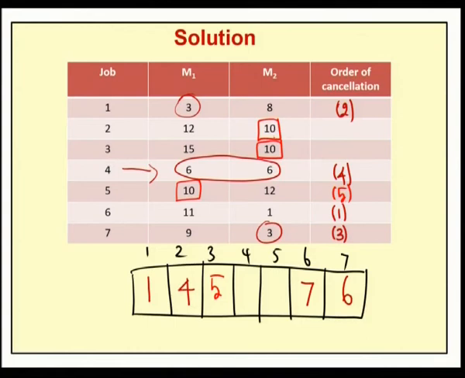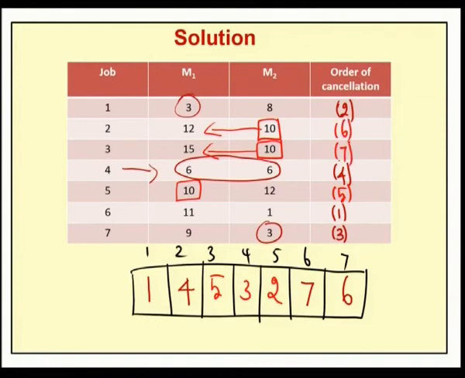Now there is a tie between the other two 10s, which come under machine 2 and correspond to jobs 2 and 3. For one 10, the corresponding processing time under machine 1 is 12, and for the other it is 15. Among these two the minimum is 12, therefore I select job 2 first, which should be placed next to the last. Next I will place job 3.